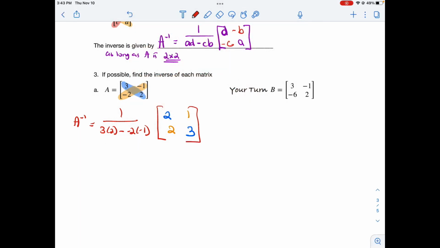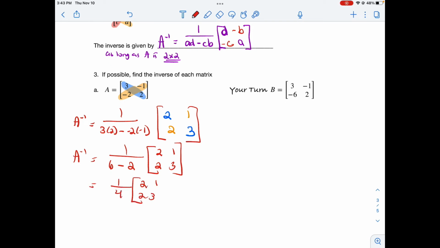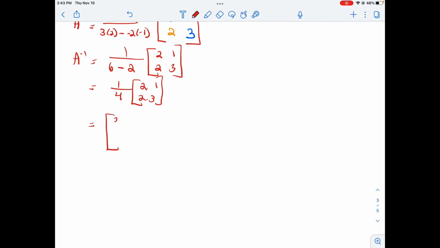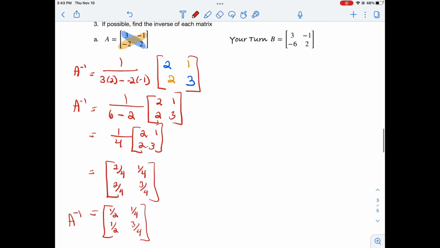Now I'm going to simplify this matrix down. So I'm going to start by figuring out what this fraction is. So that gives us 6 minus 2. And 6 minus 2 is 4. So I have 1/4 times 2, 1, 2, 3. And so I just have scalar multiplication. So I'm going to multiply each term by a fourth. That gives us 1/2, 1/4, 1/2, and 3/4. And this is the inverse of matrix A. So that's how you find a 2 by 2 inverse. All right, you try this one.